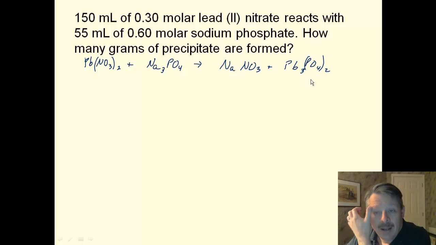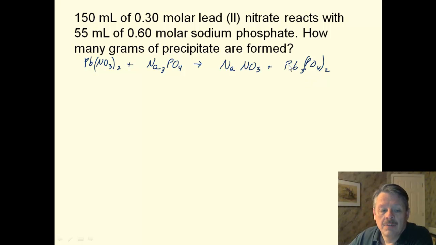Alright, now I have to balance. And let's see, I have 3 leads, so I'll put a 3 over here. That means I have 6 nitrates, so that means I have to put a 6 there. That means I have 6 sodiums, and that means hopefully I've got 2 phosphates, and I do have 2 phosphates, so I'm all balanced. Alright, it's asking me how many grams of precipitate are formed.